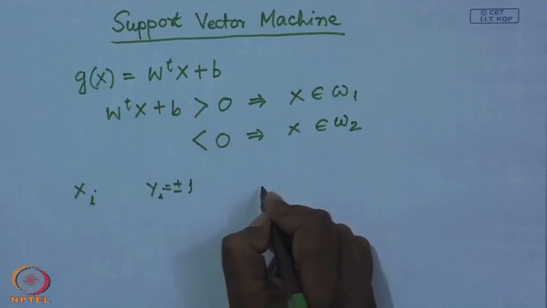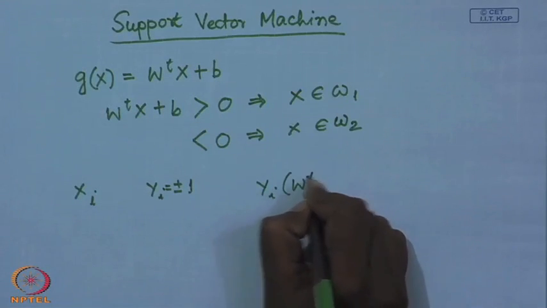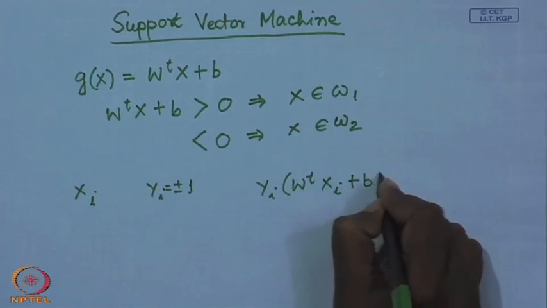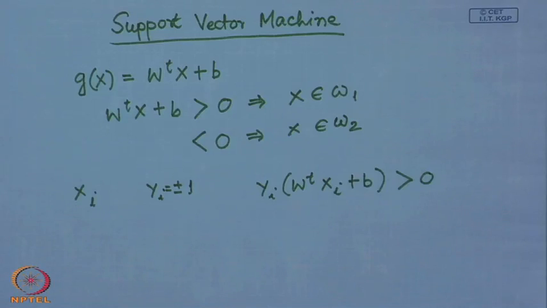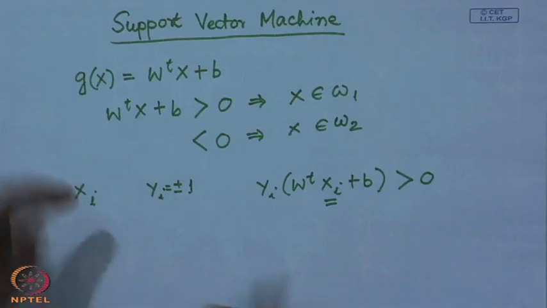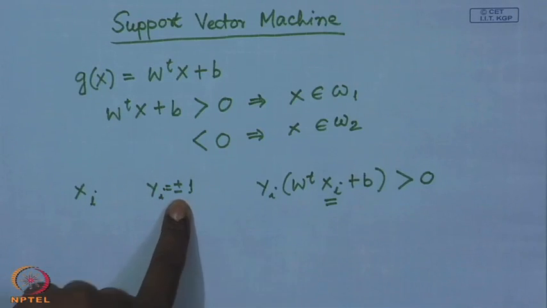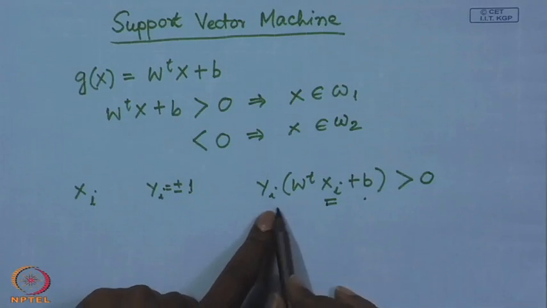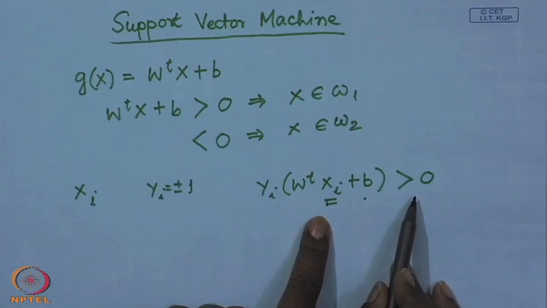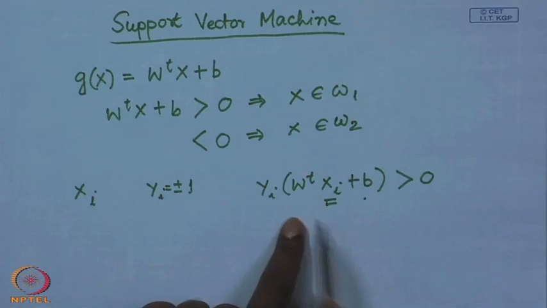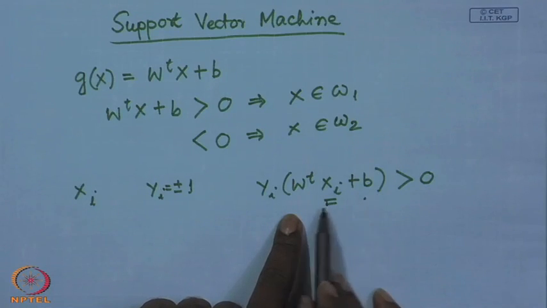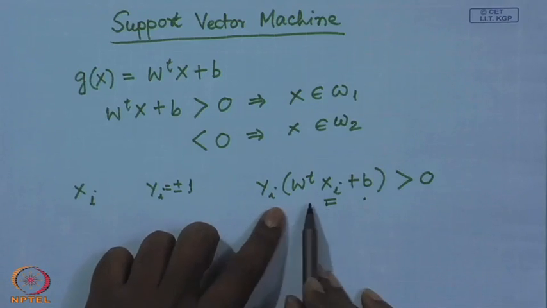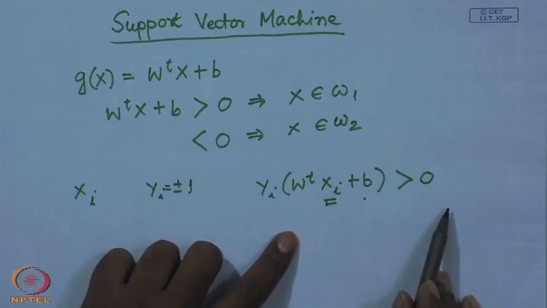In that case, this y I times w transpose x I plus b will always be greater than 0 if the sample x I is properly classified, which is quite obvious, because if I say that y I equal to plus 1 for a sample x I which belongs to class omega 1, and for a sample which belongs to class omega 1, this w transpose x I plus b is greater than 0, y I is also positive. So, y I times this will obviously be greater than 0. If x I belongs to class omega 2, then w transpose x I plus b will be less than 0, and for that I have set y I equal to minus 1. So, minus 1 times w transpose x I plus b will obviously be greater than 0.